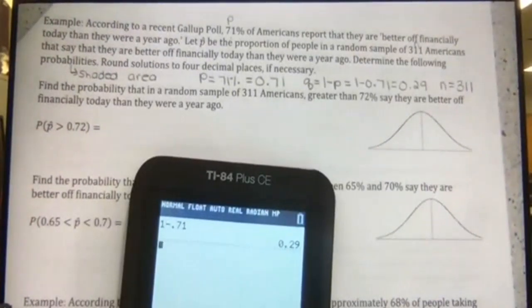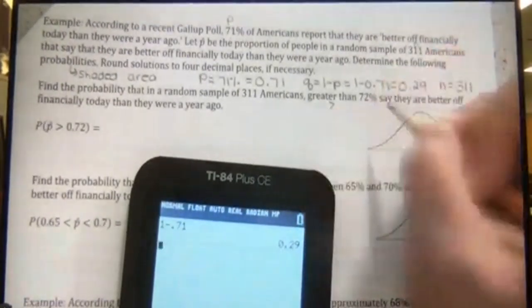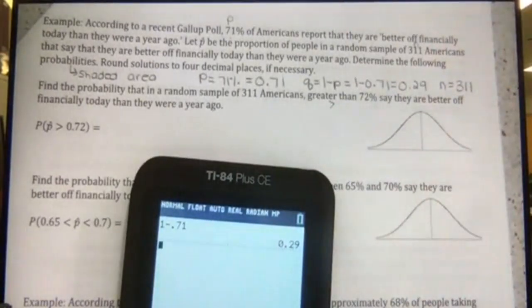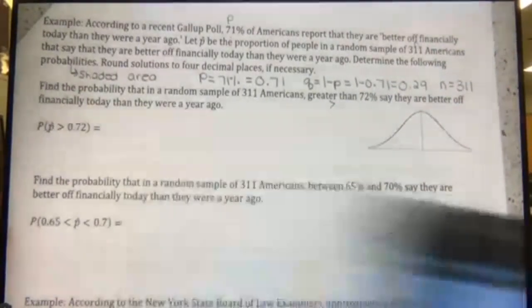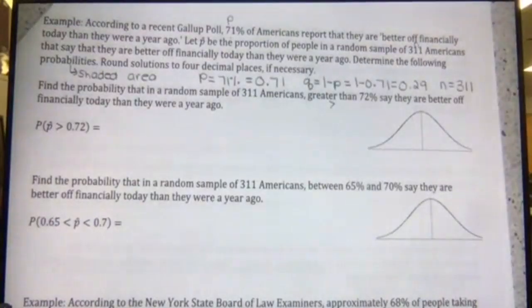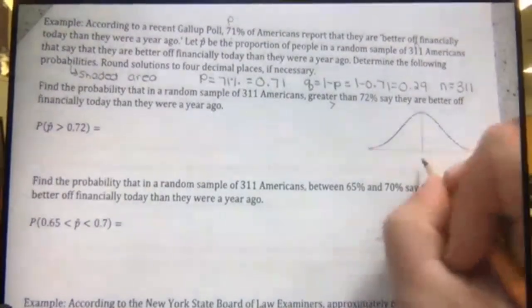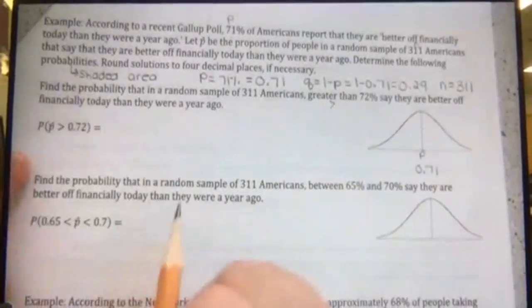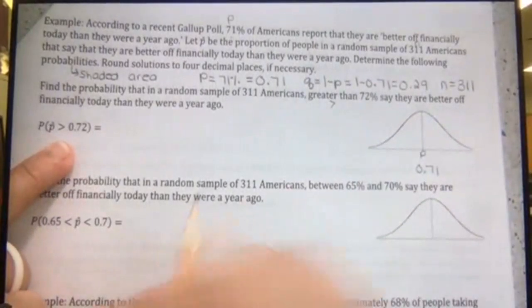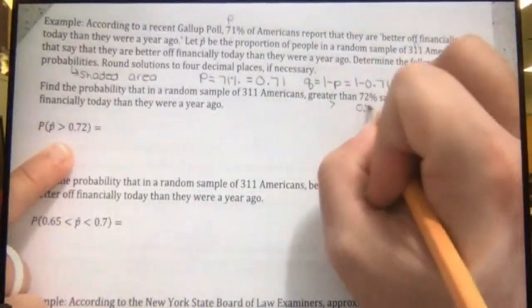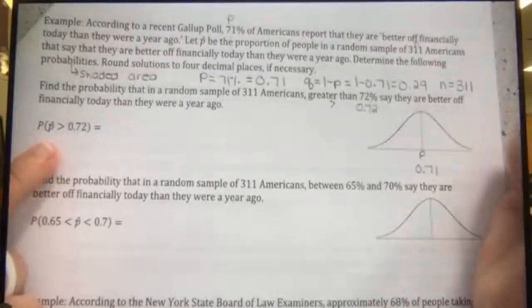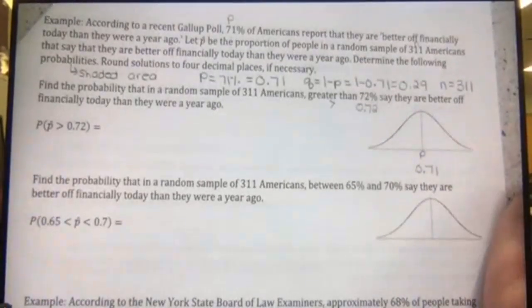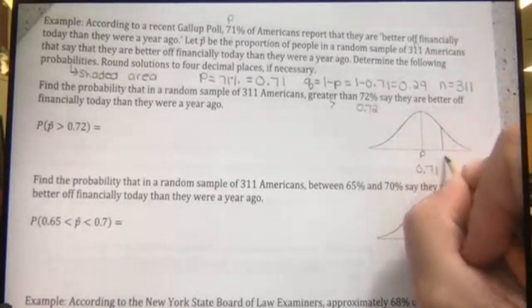So find the probability, find the shaded area in a random sample of 311 Americans, greater than, so it's going to the right, 72% say that they're better off financially today than they were a year ago. All right, so same thing we've been doing. Instead of our mean this time, we have our population proportion, which is 0.71. So our probability that p hat is greater than 72%, which is 0.72. Notice instead of x bar, we have our p hat. So 0.72 is bigger, so it's on the right-hand side.